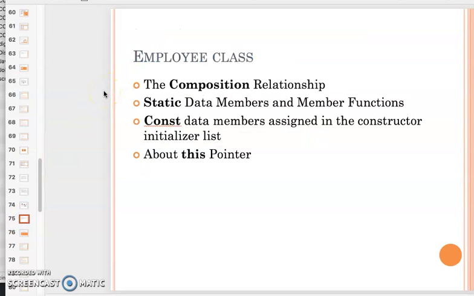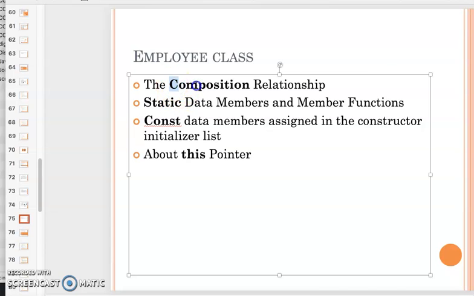In this video we will talk about more information from the object-oriented concept. The first thing we will talk about is a new relationship between objects, which we call the composition relationship. Besides, we will continue to give you more examples about the static data members and member functions. We also will talk about how we can define a data member as constant, and how we should assign the constant data member value in the constructor initializer list. And the last one, we will introduce the this pointer.